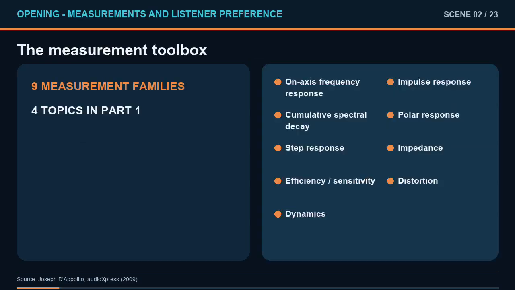D'Appolito identifies a group of measurements that, interpreted together, provide a strong basis for predicting loudspeaker preference. The full list includes frequency response, impulse response, cumulative spectral decay, polar response, step response, impedance, sensitivity, distortion, and dynamics. This first part concentrates on 4 connected topics: frequency response, cumulative spectral decay, the periodical CSD, and diffraction responses. Together, they show not only how much sound a loudspeaker produces at each frequency, but also how that sound changes with time and listening angle.